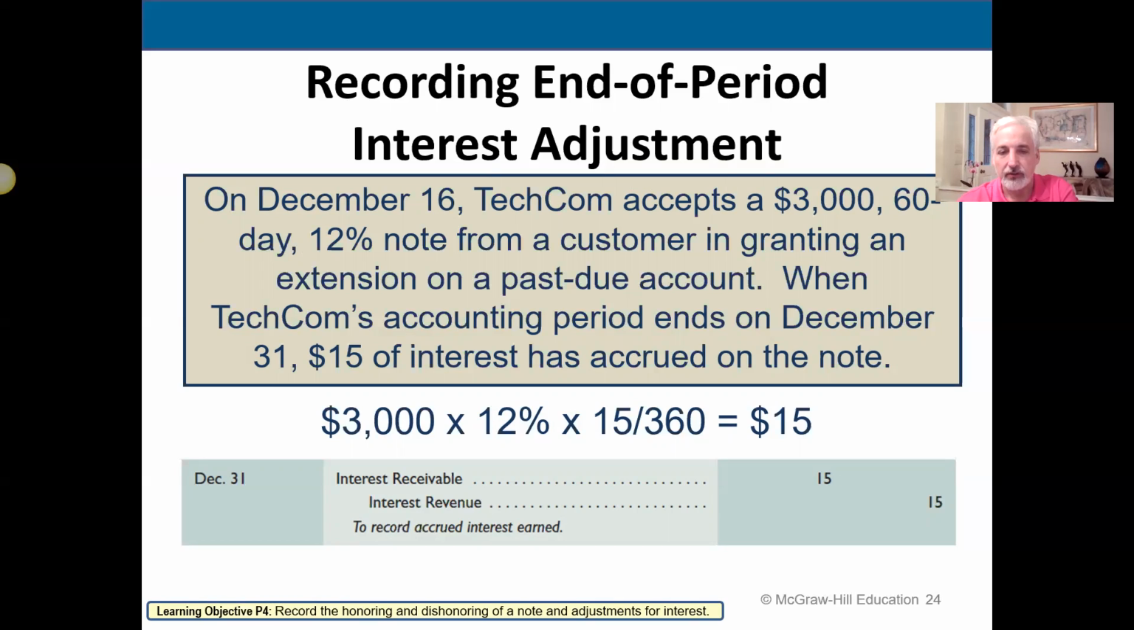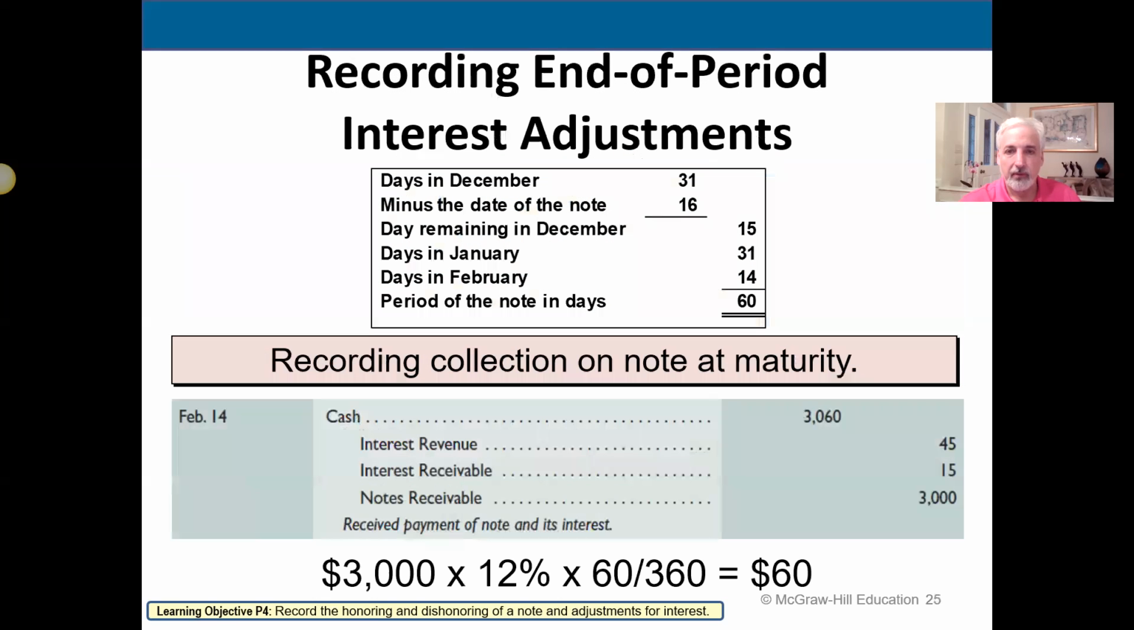This again is the grantor of the note. It gives you the money. So they're owed this money, but no bill was ever sent. That's why you're accruing for it and adjusting for it. End of period interest adjustments.